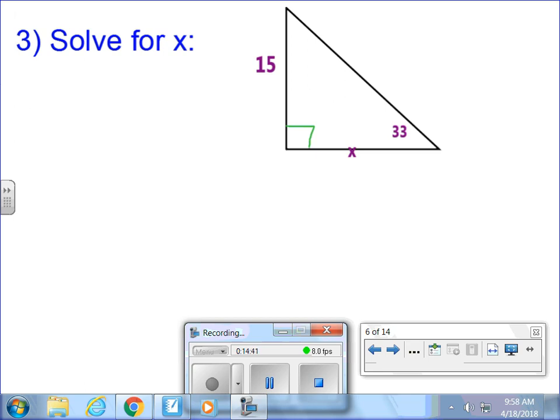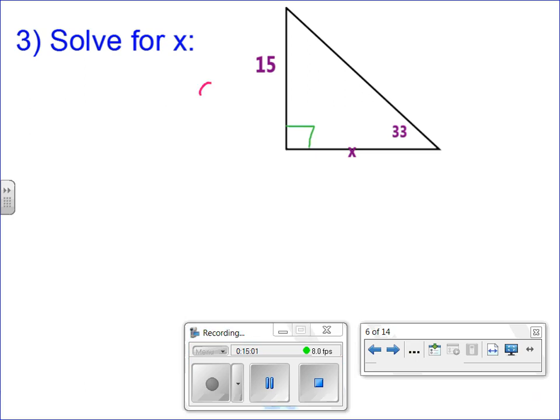Alright, so we're solving for x. Who has ideas? I'll run you through my options. Sine, cosine, tangent, or Pythagorean theorem. Not so much for Pythagorean theorem. Tangent. Austin said tangent. Does everybody agree?